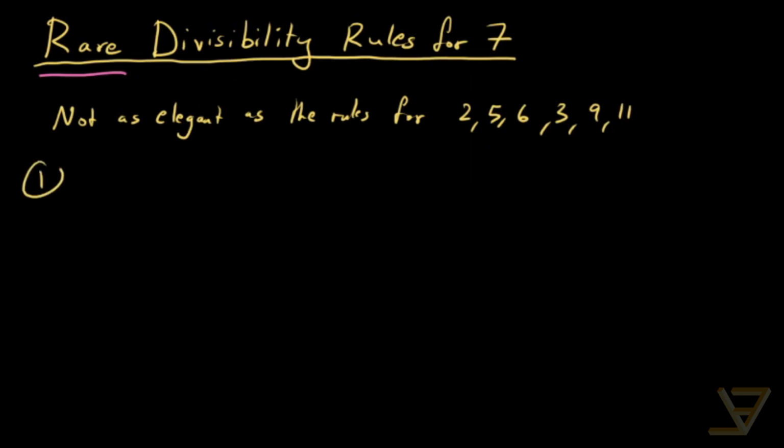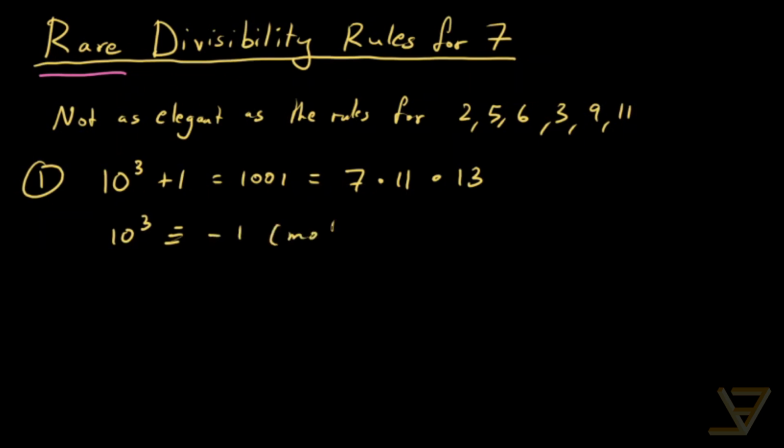The first one has to do with the fact that 10 to the power of 3 plus 1 is equal to 1001, and that is equal to 7 times 11 times 13. So what that allows us to do is say that 10 to the power of 3 is congruent to negative 1 mod 7. So let me give an example of how this would apply.